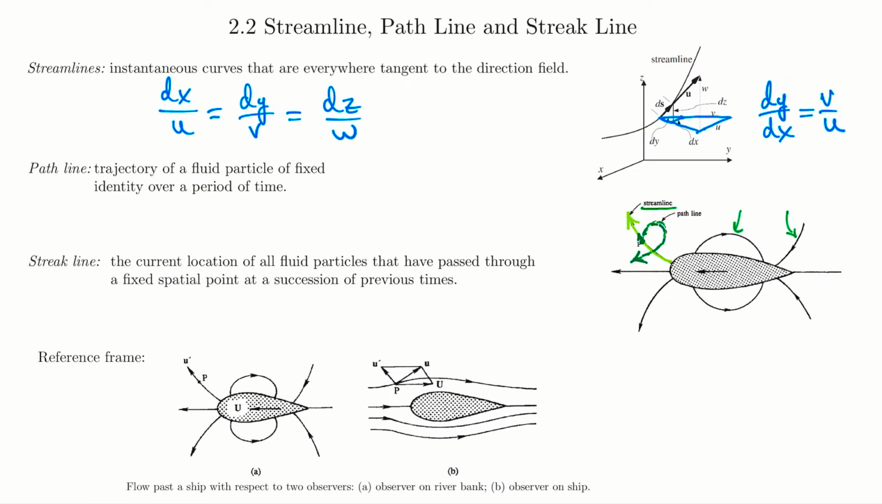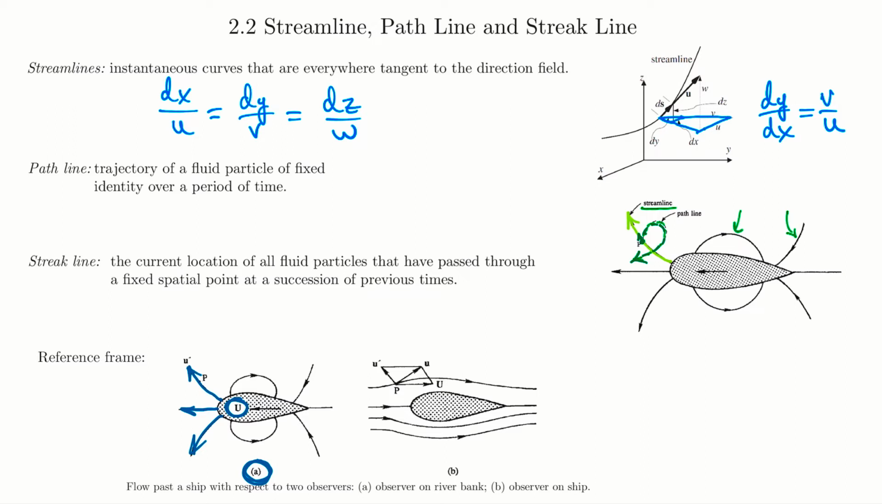We can think of this as a ship moving through water. We're overhead, looking down on the ship, so it's moving from right to left. In A, this is relative to an observer on the riverbank, stationary as the ship moves past. The ship has this velocity u as it moves through, and it moves these particles out of the way. So at the front, we're moving these particles out of the way, like this.